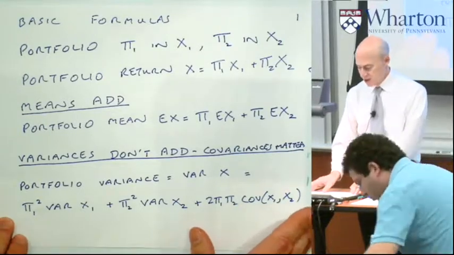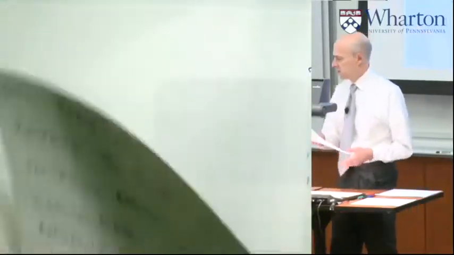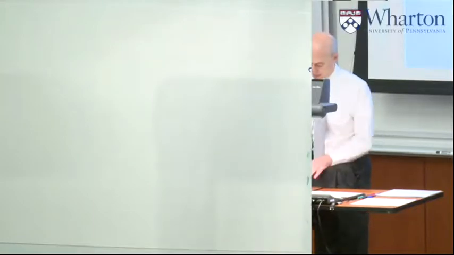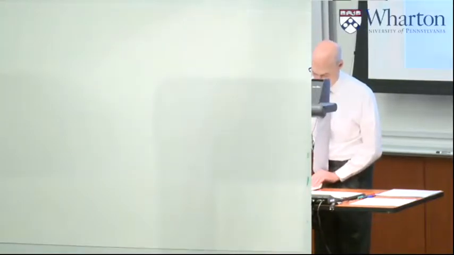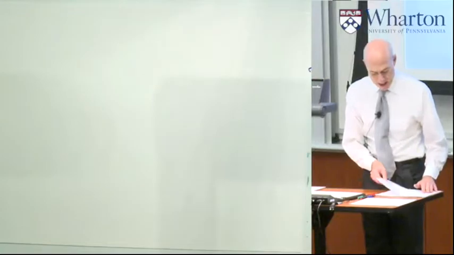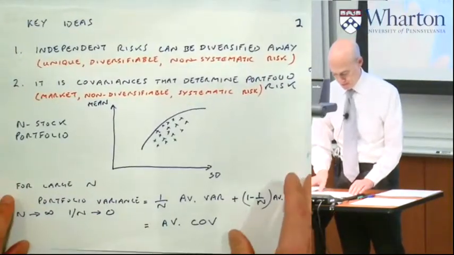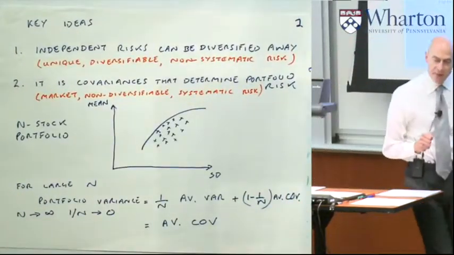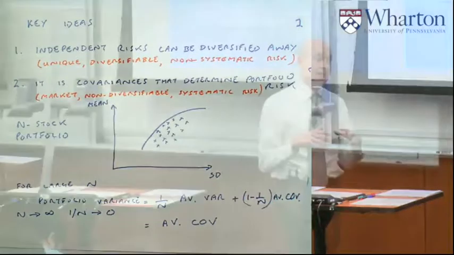We're going to be using those today. Now, some key ideas. First one is that independent risks can be diversified away.